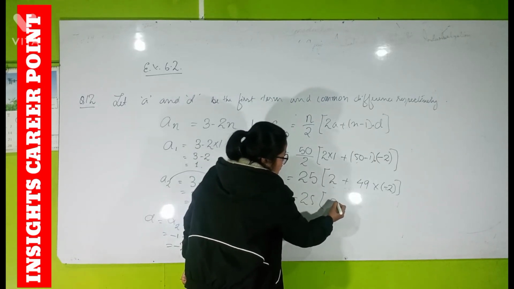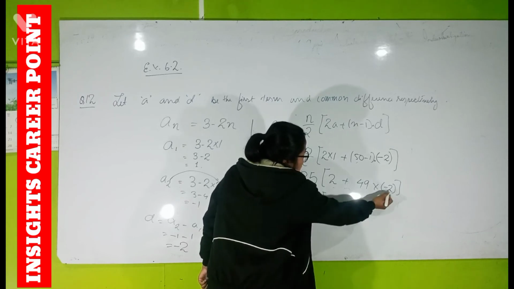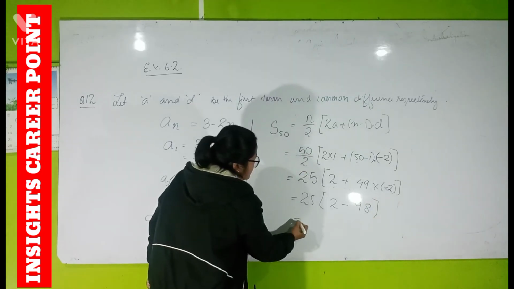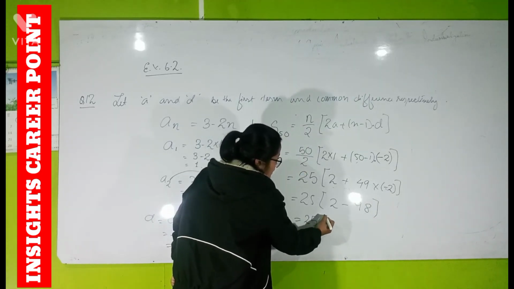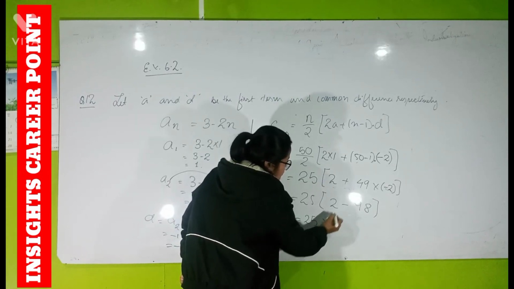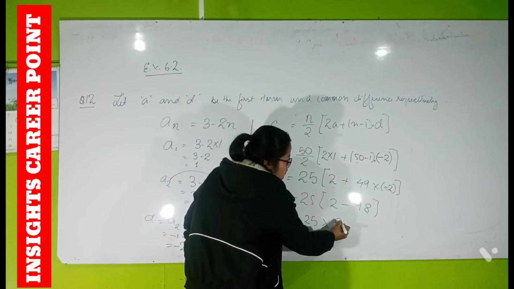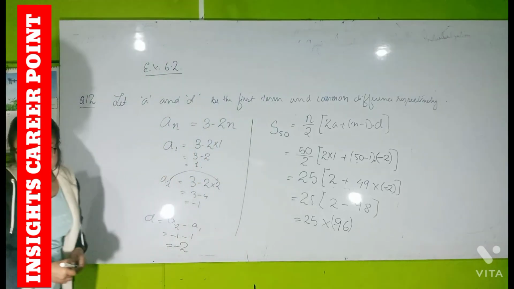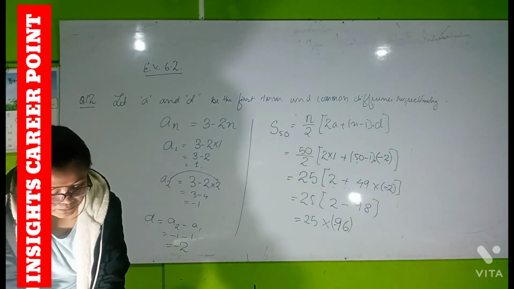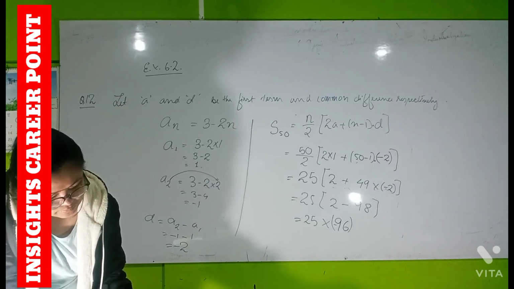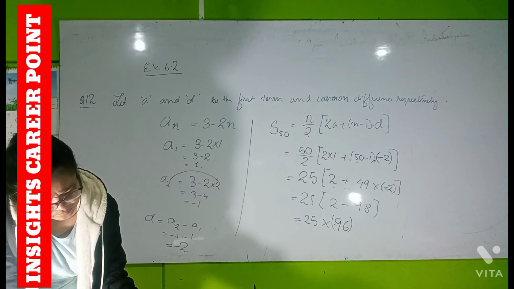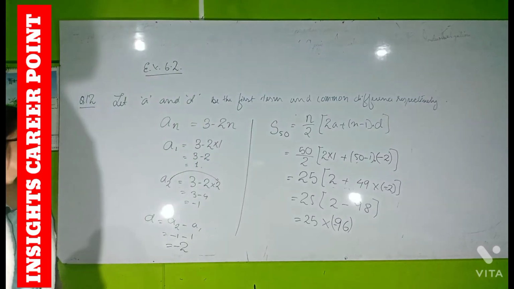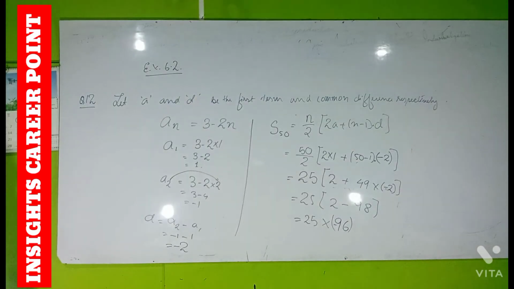25 times, 2 plus 49 times minus 2, 9 18, 2 4 are 8, 9 98, so 2 minus 98 equals minus 96. What is the value of 25 into minus 96?